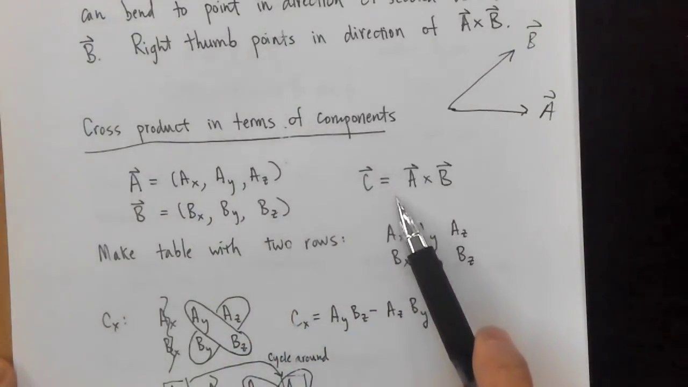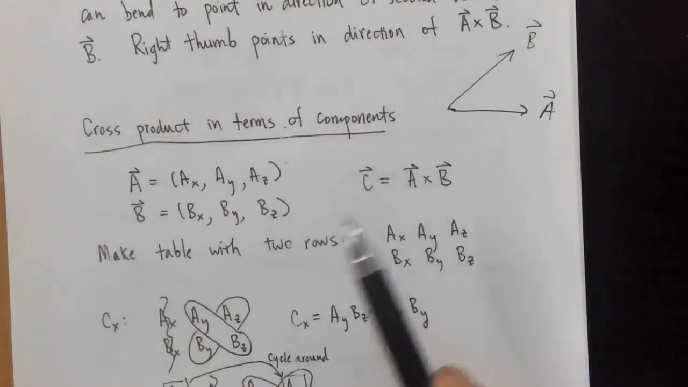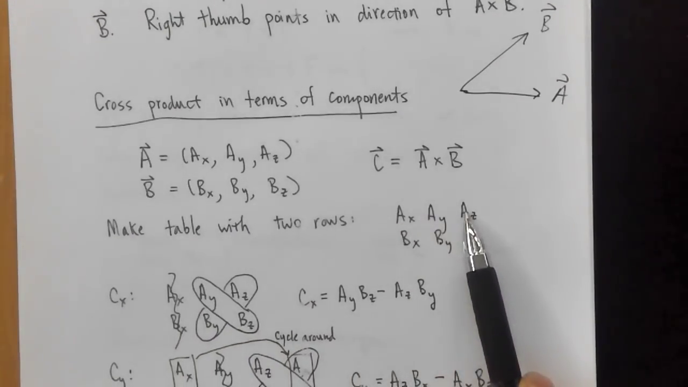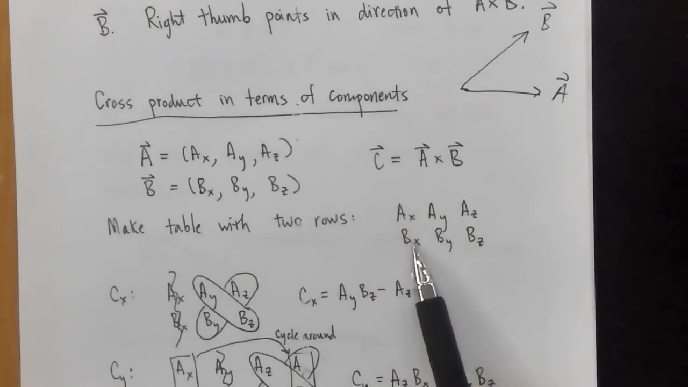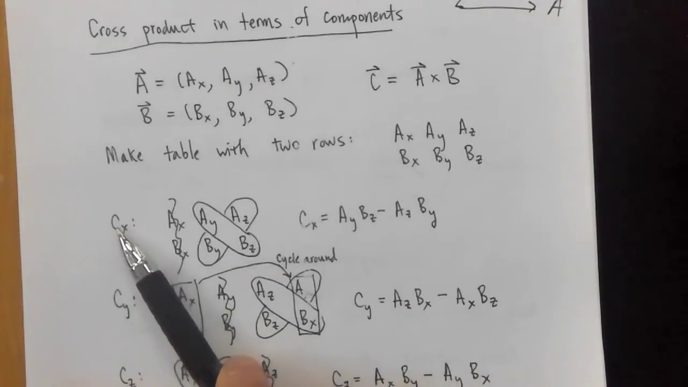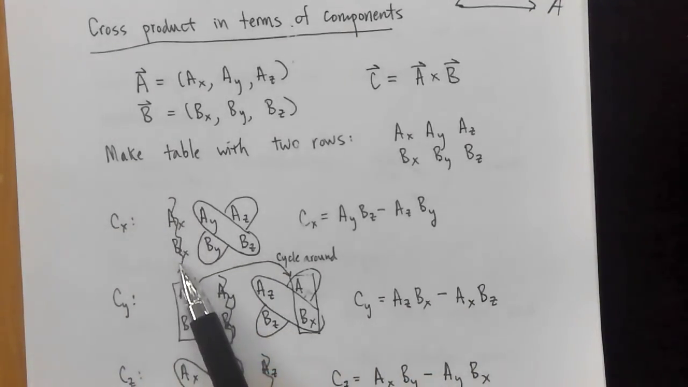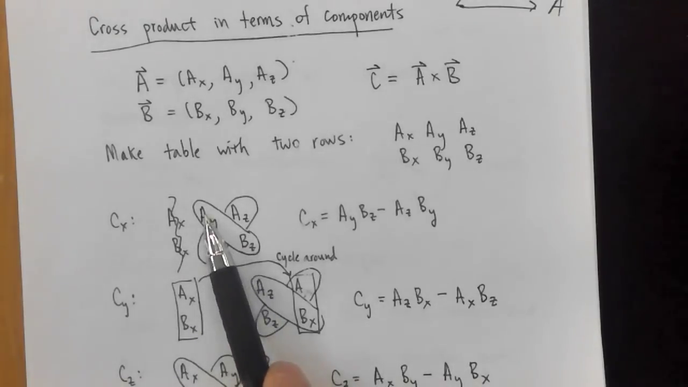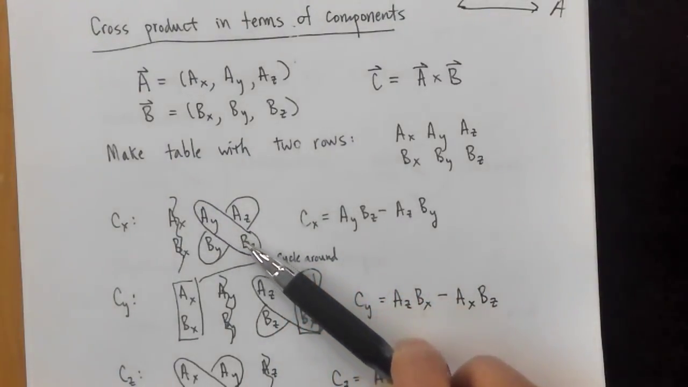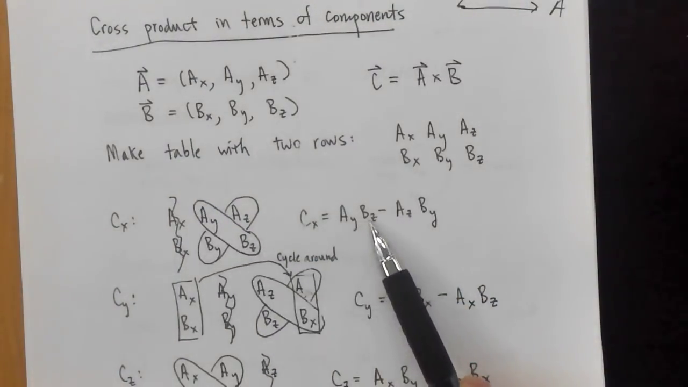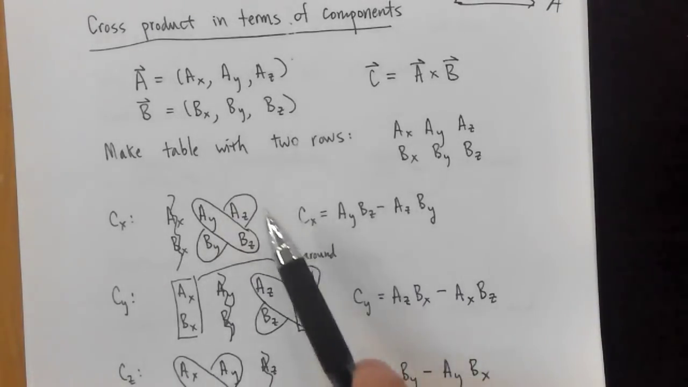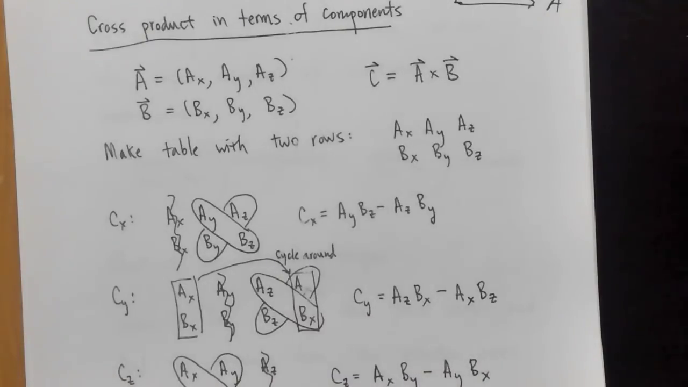So now if C is the cross product A cross B, we make a determinant-style table with 2 rows. You put ax, ay, az, the components of the first vector, there. And then we do bx, by, bz, the components of the second vector. Then if we want the x component, we strike out the column with the x's. And then we multiply these things, which I call the diagonal, going from down to the right: ay times bz, minus the product of az times by, the off diagonal, the other two.